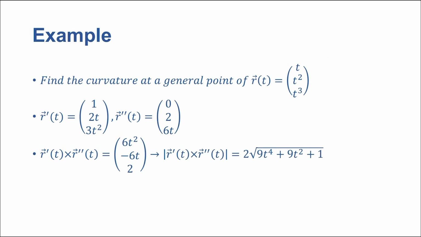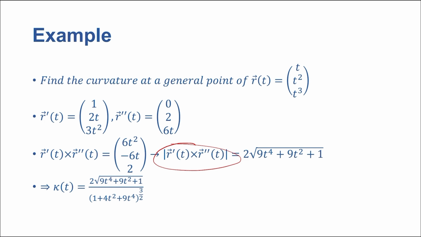Okay, so now what we want to do is we want to find kappa of t. Now, kappa of t is equal to this here, and then we also cube the magnitude of the first derivative there as well. So what we get is 2 times the square root of 9t to the fourth plus 9t squared plus 1 over 1 plus 4t squared plus 9t to the fourth, and that's all to the 3/2 power.